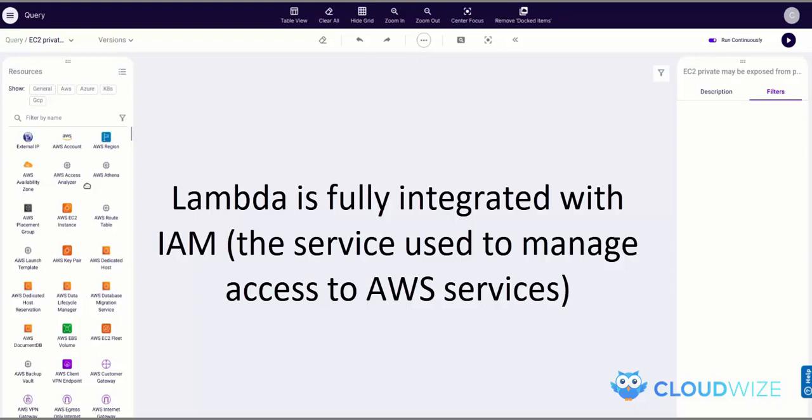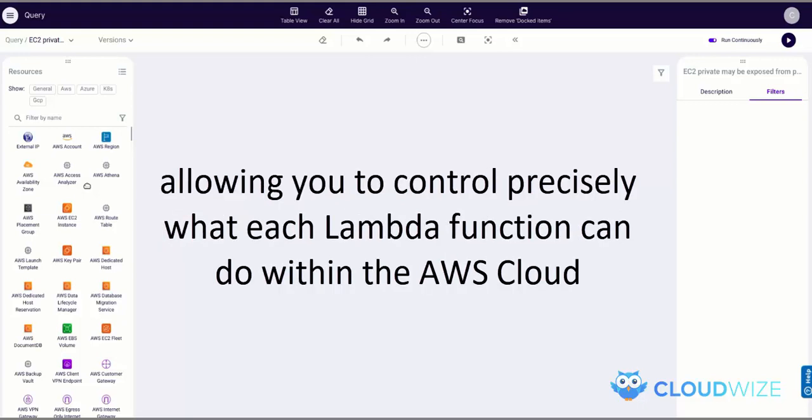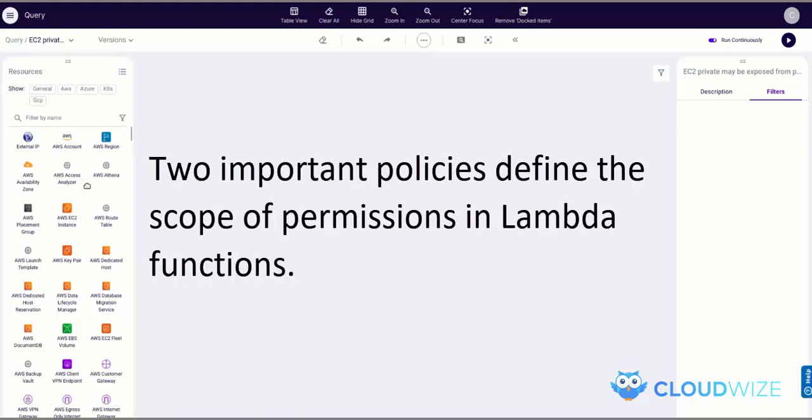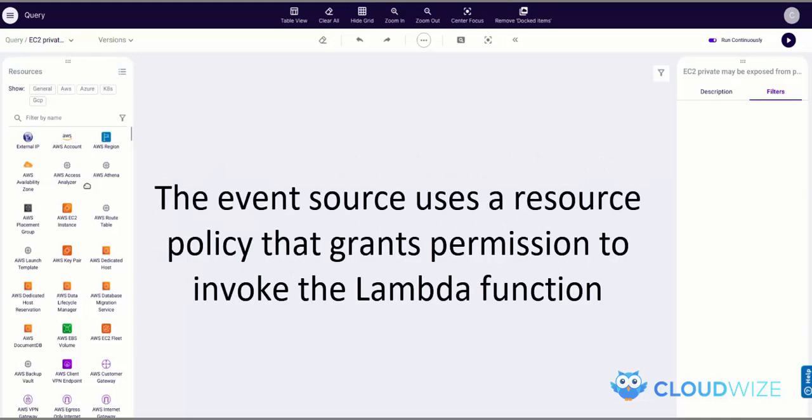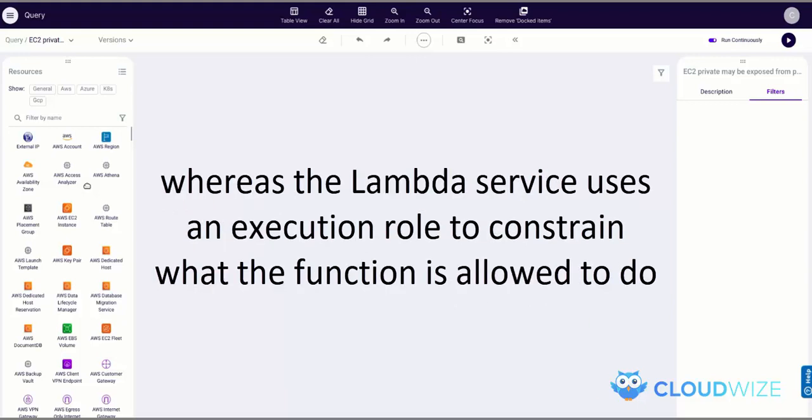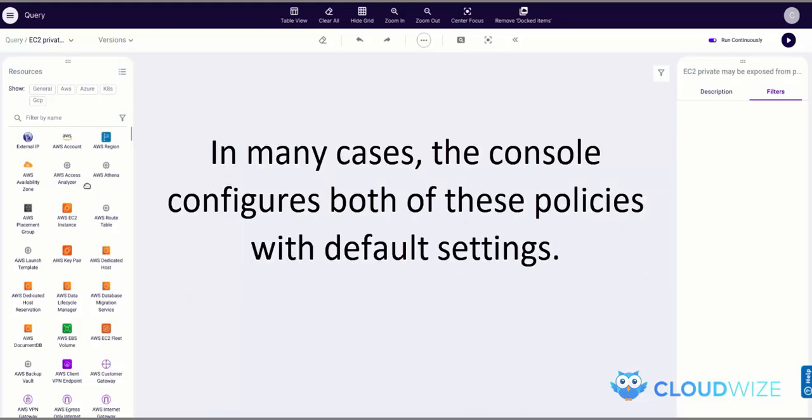Lambda is fully integrated with IAM, the service used to manage access to AWS services, allowing you to control precisely what each Lambda function can do within the AWS cloud. Two important policies define the scope of permissions in Lambda functions. The event source uses a resource policy that grants permission to invoke the Lambda function, whereas the Lambda service uses an execution role to constrain what the function is allowed to do. In many cases, the console configures both of these policies with default settings.